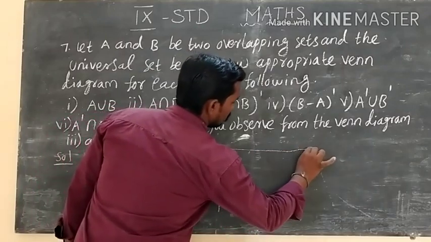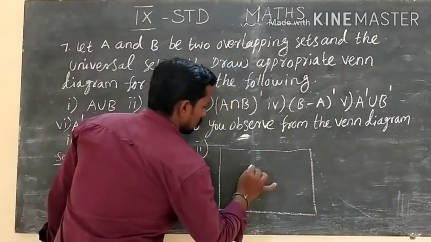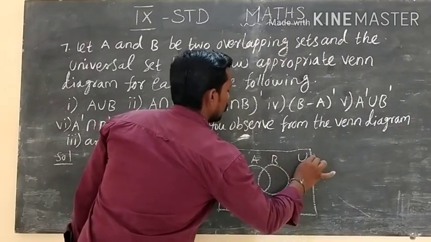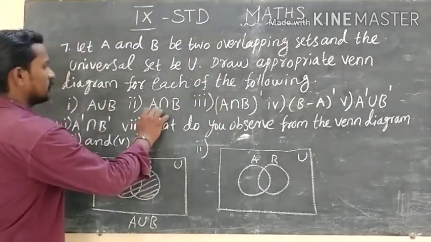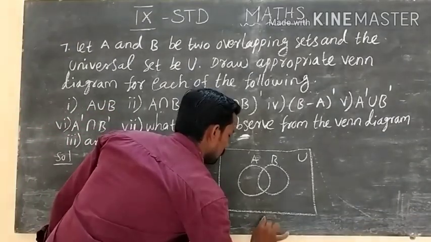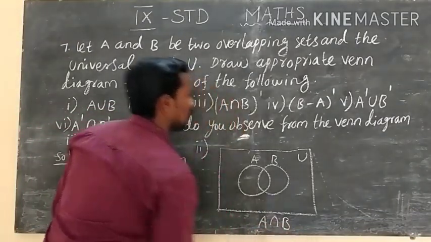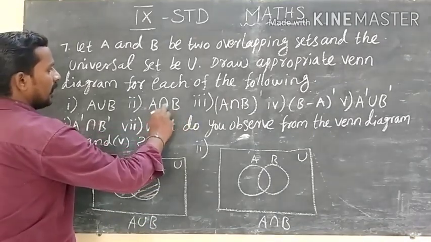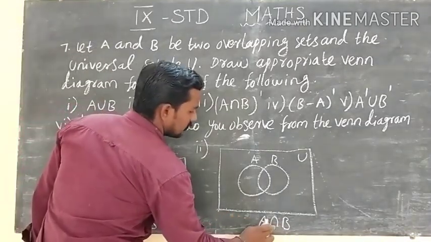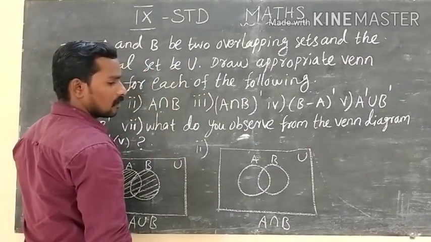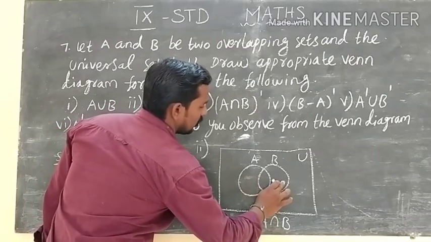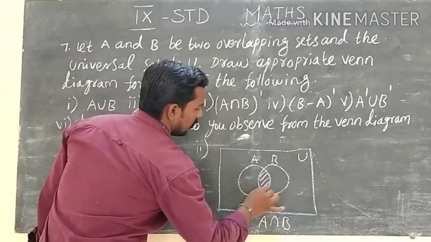Draw the general diagram and form the overlapping A and B. Okay. Now the question is A intersection B. The intersection means common to A and B. The common portion of A and B lies here.